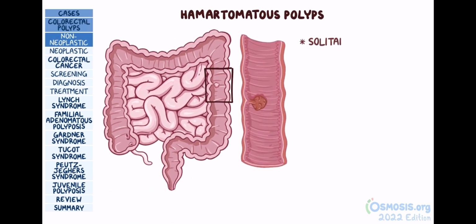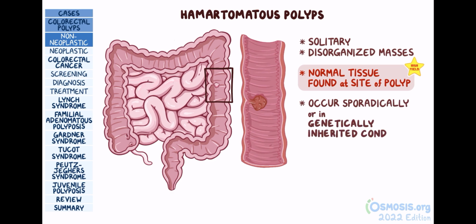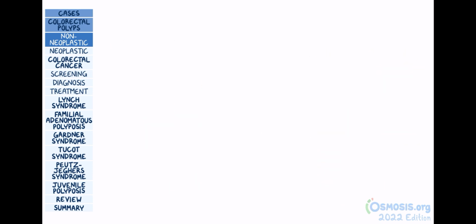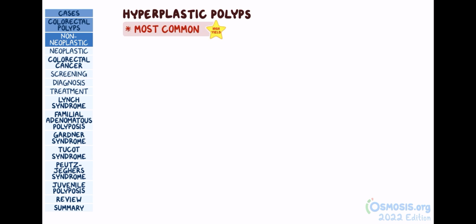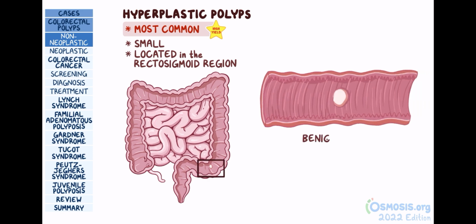Hamartomatous polyps are solitary, disorganized masses that contain normal tissue found at the site of the polyp. These polyps can occur sporadically, or in genetically inherited conditions, like in juvenile polyposis syndrome or Peutz-Jeghers syndrome, and they have mild malignant potential. Next, hyperplastic polyps are the most common polyps, and they're small and typically located in the rectosigmoid region. Usually these polyps are benign lesions, but in rare cases they can evolve into serrated polyps, which have malignant potential.